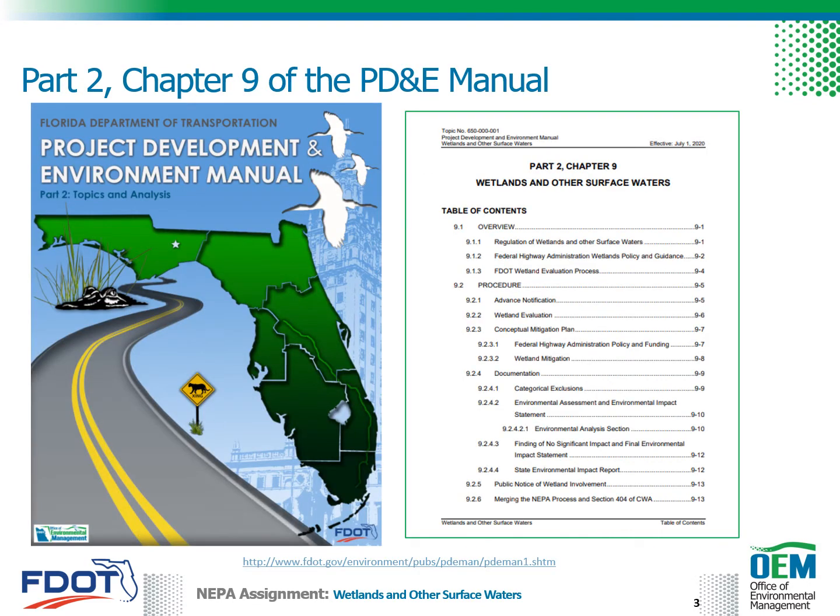Guidance on wetlands and other surface waters is provided in Part 2, Chapter 9 of the PD&E Manual. You may want to have this chapter handy as you go through these lessons. This chapter is available on FDOT's Office of Environmental Management, or OEM's website, using the link at the bottom of the slide. This link can also connect you to other chapters of the PD&E Manual that are referenced throughout this training.